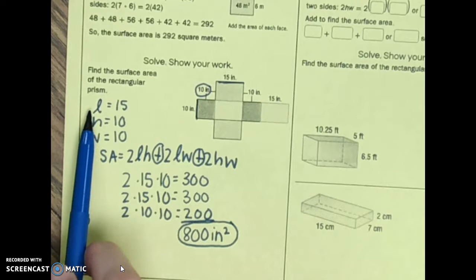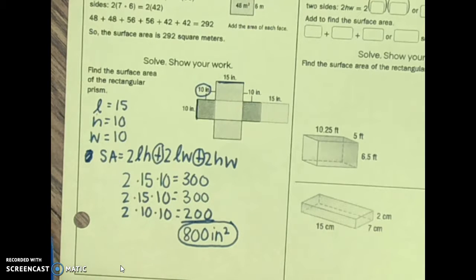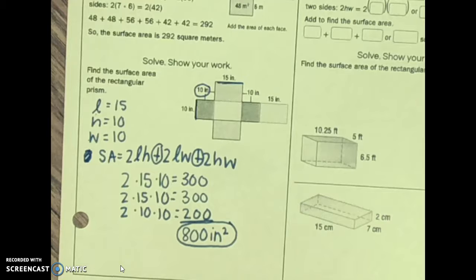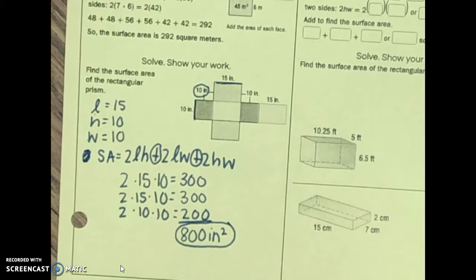So first thing you're going to do is you're going to figure out which one is the length, the height, and the width, and you're going to plug those numbers in. Then you're going to plug the numbers into the formula. Use your calculator to multiply. After you have the 3, you're going to add them together.